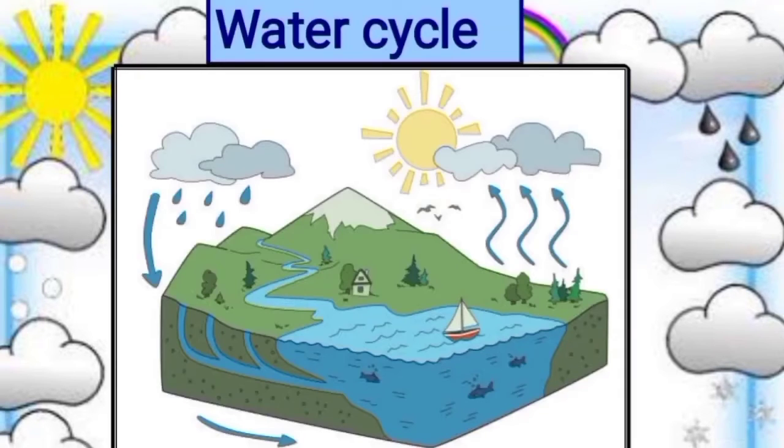Now let's understand water cycle. In nature, the processes of evaporation and condensation take place continuously, and water evaporates from lakes, rivers, oceans and other water bodies, and it then condenses and falls down as rain or snow, and this forms the water cycle.